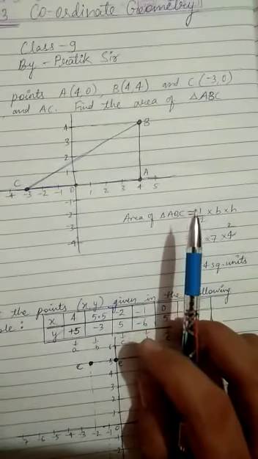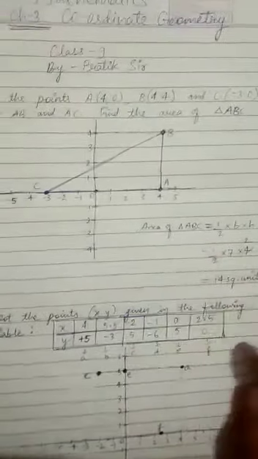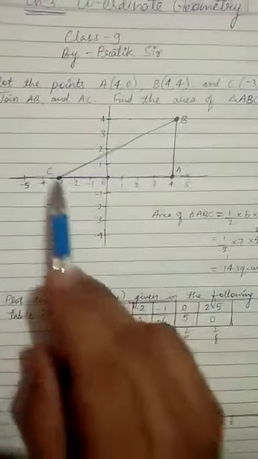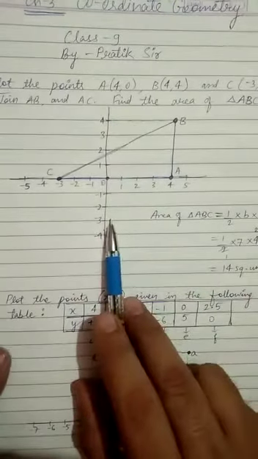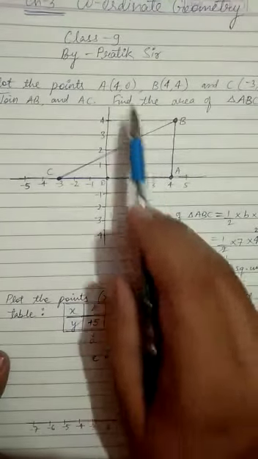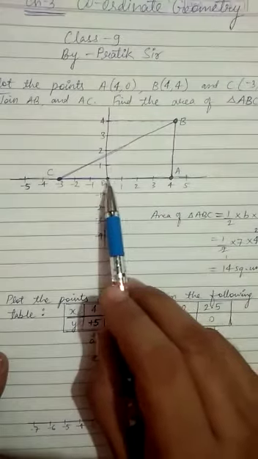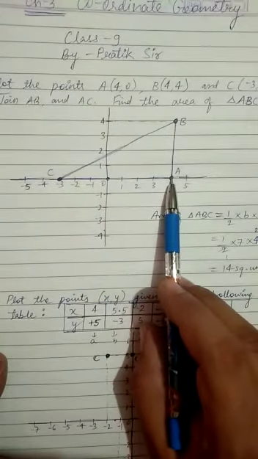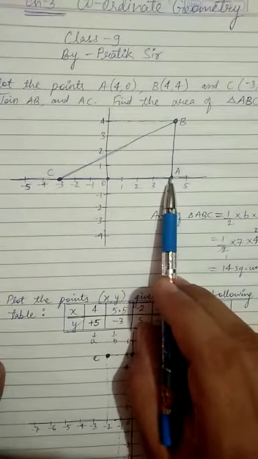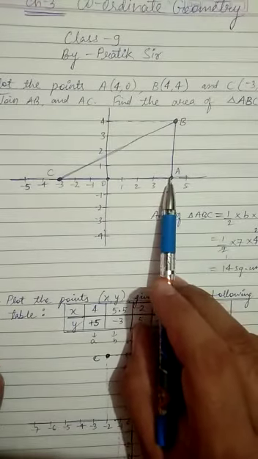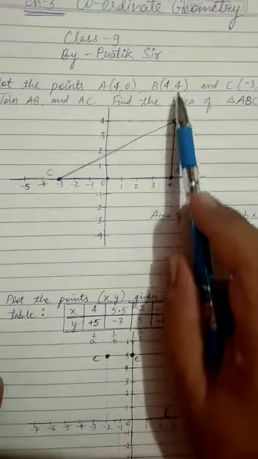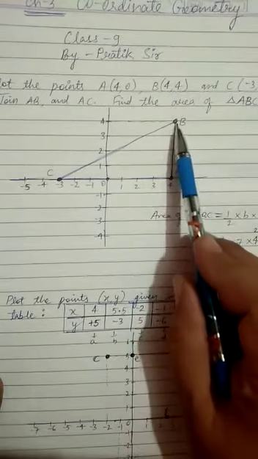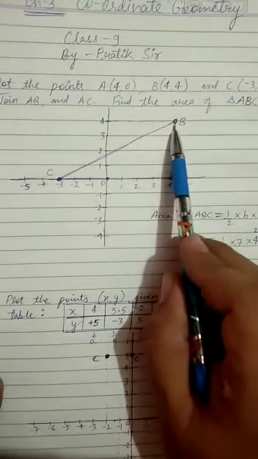First of all, we will make the x-axis and y-axis. The first point is A (4, 0): the x value is 4 and y is 0, on the x-axis only. This is point A. Point B coordinates are (4, 4), so the x value is 4 and y is also 4.